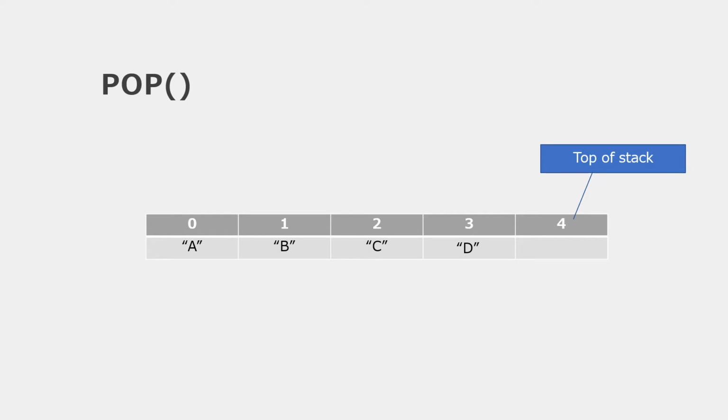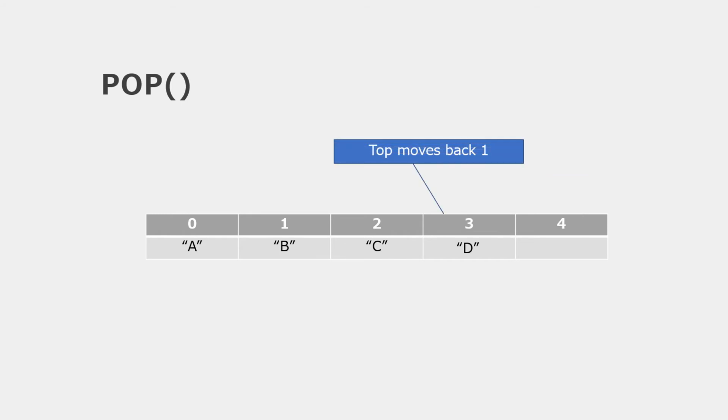So let's see what happens in the array when a value is popped from the stack. The top of the stack moves back by 1. So it moves back down the stack. The value at the top is returned. It's the output or returned value of this operation. And I've shown the value disappearing from the stack.